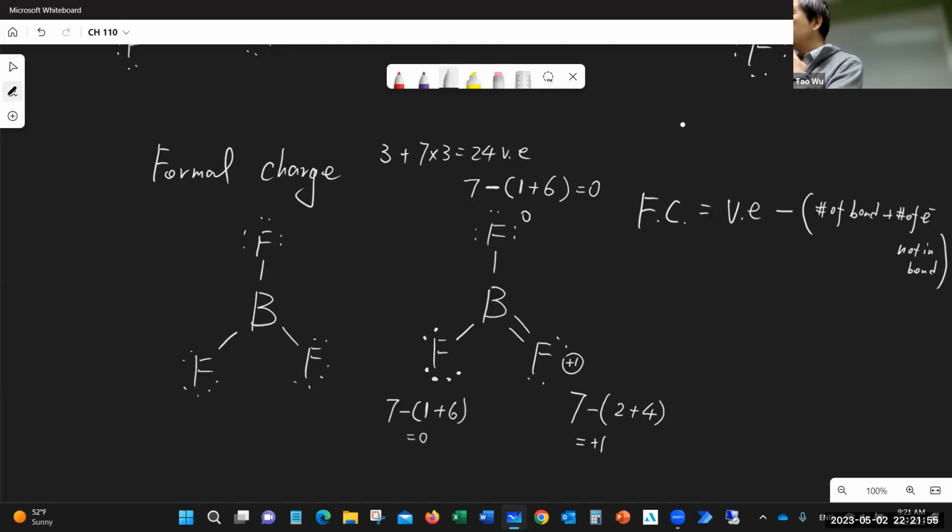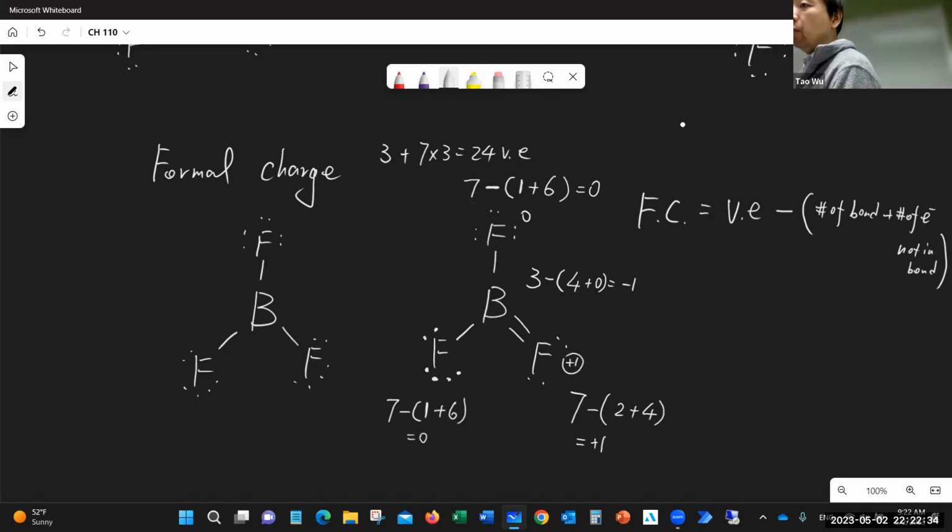And if you look at this boron, the valence electrons are 3, subtract how many bonds? 1, 2, 3, 4. We have 4 bonds over here. How many electrons around it? No electrons, so plus 0. Then 3 minus 4 gives you minus 1. Now we have calculated the formal charges for this structure. These 2 are 0, this one is plus 1, this one is negative 1.